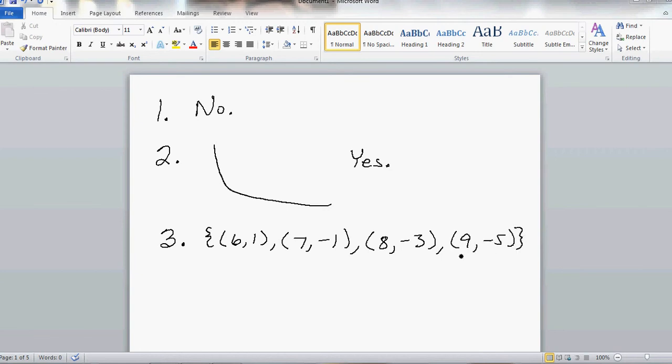We are also asked what's the domain and what's the range. So now the domain would become what used to be the y's, so that'd be 6, 7, 8, and 9. And the range was what the domain used to be. So that would be -5, -3, -1, and 1.